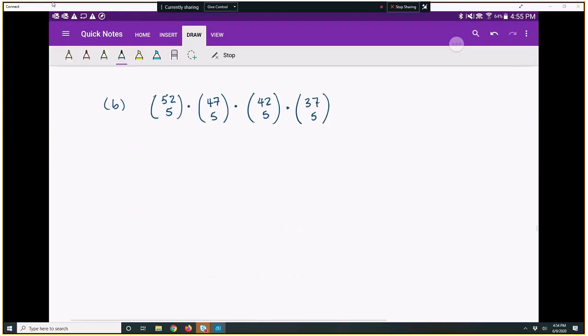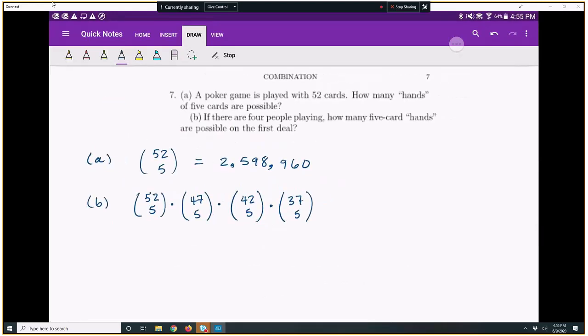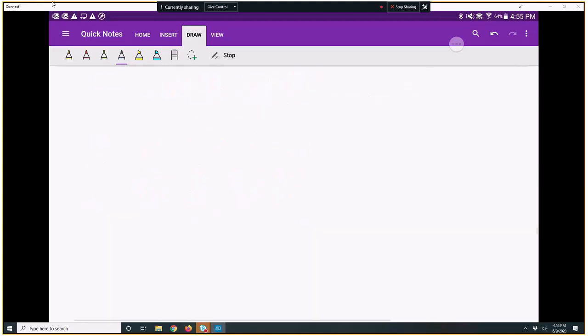And as you can imagine, this should be a really huge number because we already had 2 million and something here, and then we're multiplying it by other very large numbers. So I didn't actually compute this, but it should be a very, very large number.